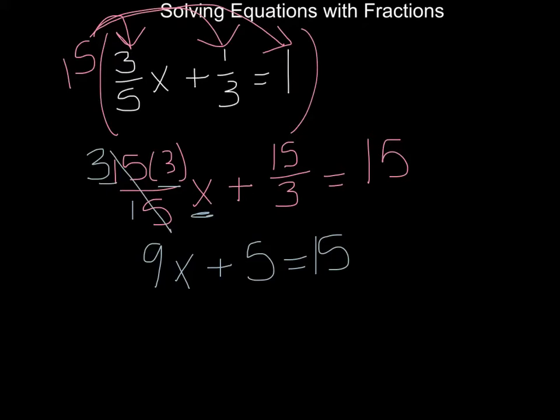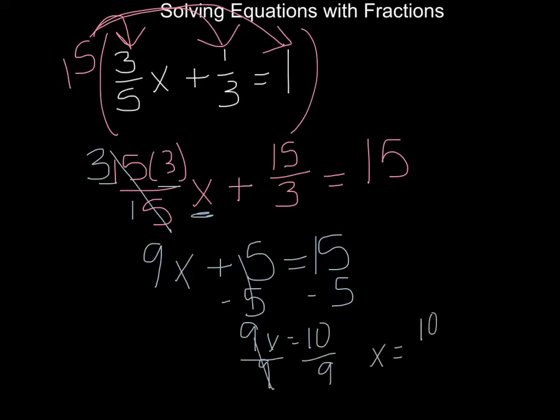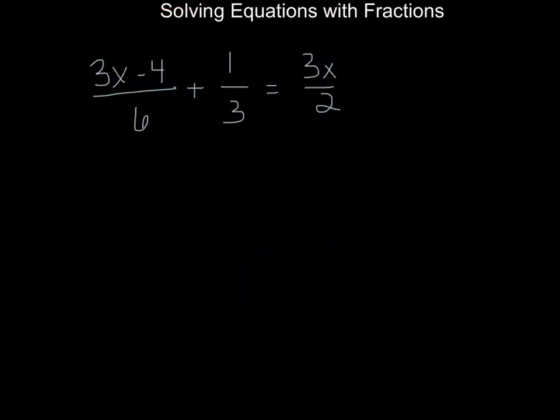Now I'm working with an equation that just has whole numbers in it. So I'm going to subtract 5 from each side, and I have 9x equals 10. And when I divide both sides by 9, I get x equals 10/9. Let's take a look at another example.